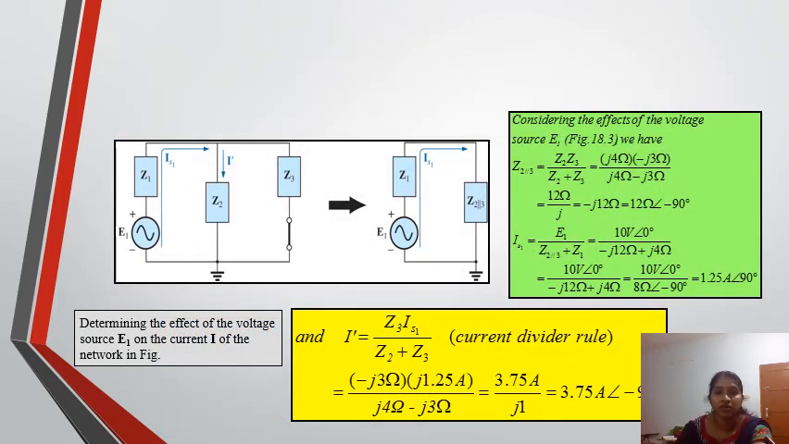Next, we will remove one source, and the circuit will be like this. Here we remove E2 and consider only E1. When we take E1 only, Z2 and Z3 will be in parallel, and that will be in series with Z1. So we get the equivalent impedance as Z1 plus Z2 Z3 divided by Z2 plus Z3.